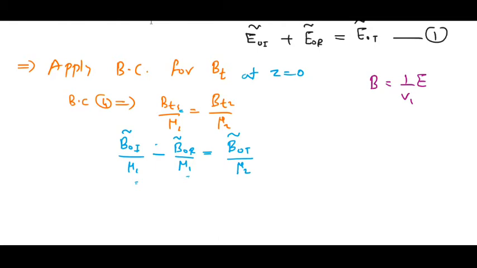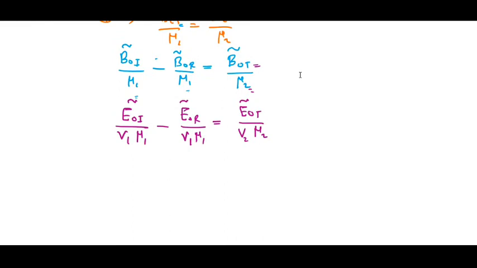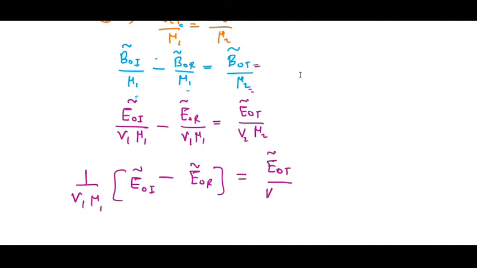I can write this expression as E0I by V1 mu1 minus E0R by V1 mu1. Similarly, for the transmitted magnetic field, E0t by, since it is medium 2, V2 mu2. Then here I will do a small algebra. I will take 1 by V1 mu1 outside, then this quantity will be E0I minus E0R is equal to E0t divided by V2 mu2.